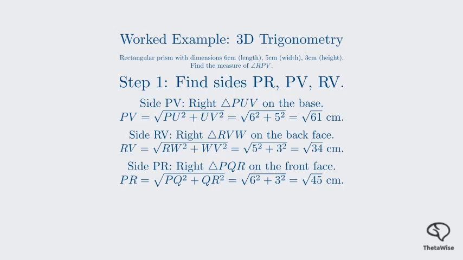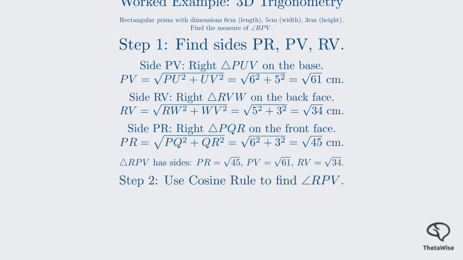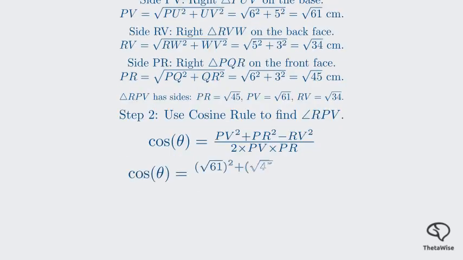Great, we found the lengths of all three sides of triangle RPV. The sides are the square roots of 34, 61 and 45. We now move to step 2. Step 2: use the cosine rule to find the angle RPV. We are looking for the angle at P. Let's call this angle θ.